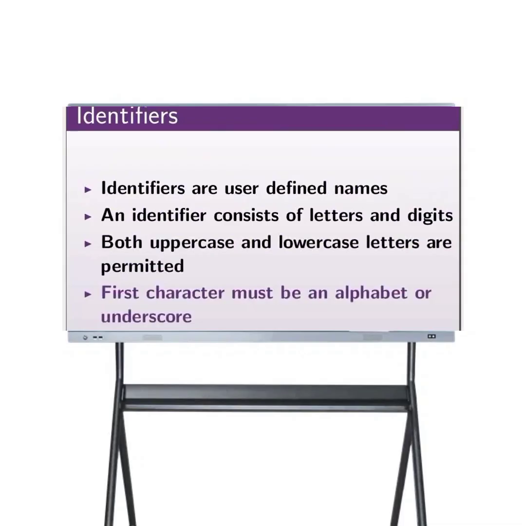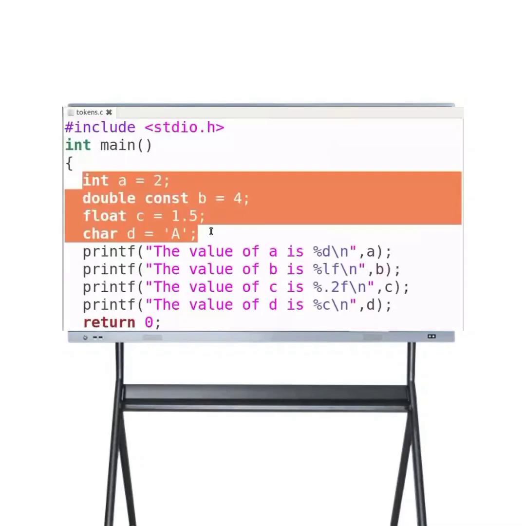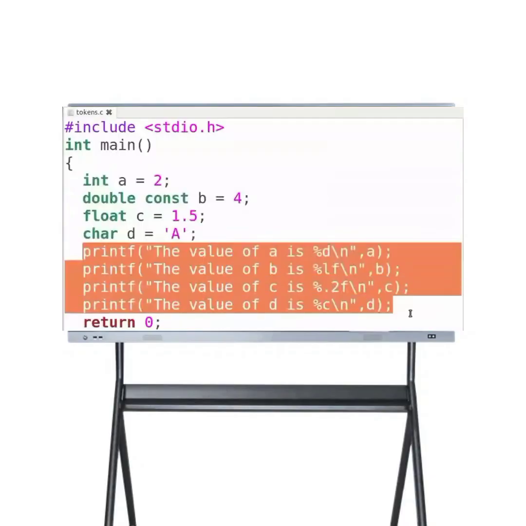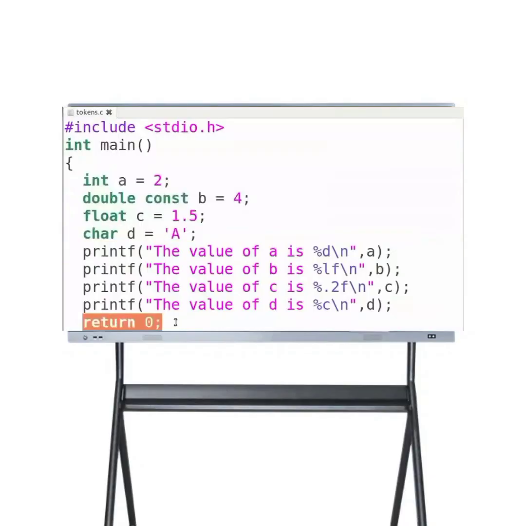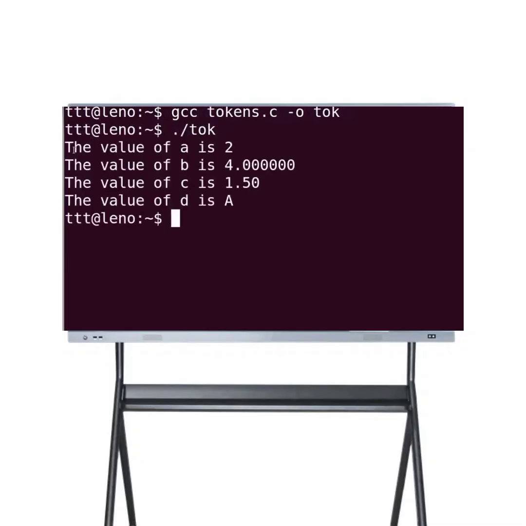Now, come back to our program. Here, we have initialized the variables and constants. Here, we print them. And this is our return statement. Now click on Save. Let's execute the program. Please open the terminal window by pressing Ctrl, Alt, and T keys simultaneously on your keyboard. To compile, type gcc space tokens.c space -o space tok, then enter. To execute, type ./tok. The output is displayed.